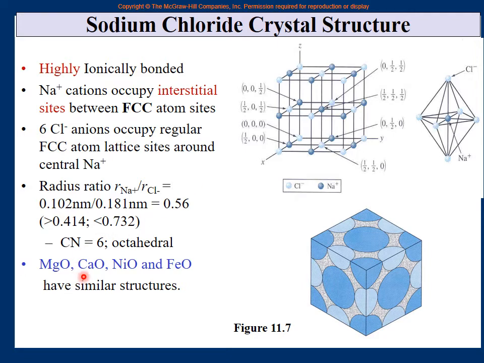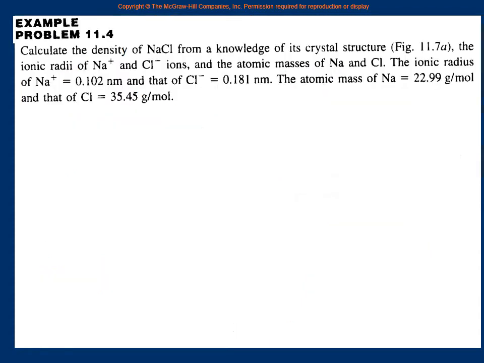Magnesium oxide, calcium oxide, nickel oxide, iron oxide, all of them also have the same crystal structure as sodium chloride. So we are studying sodium chloride here, but if we are given any problem about calcium oxide or iron oxide also, we will solve it in exactly the same way as we are doing this one, right? So this is the second class. The first class was cesium chloride and many ceramics which behave like that. The second class is now sodium chloride and many other ceramics which behave like this.